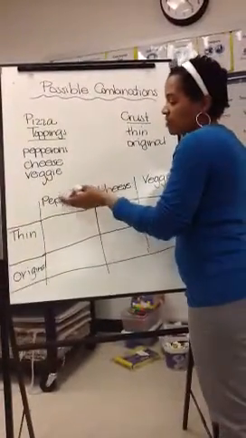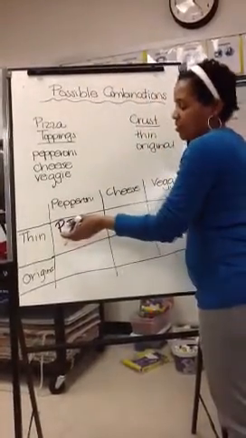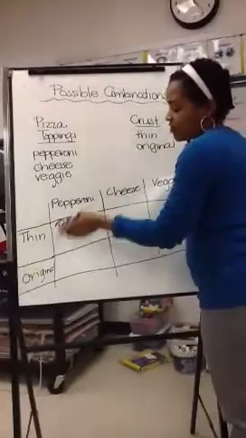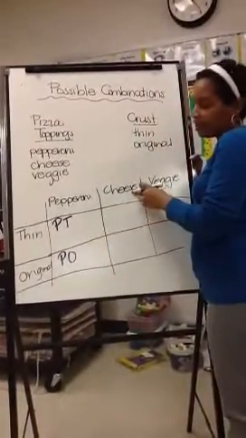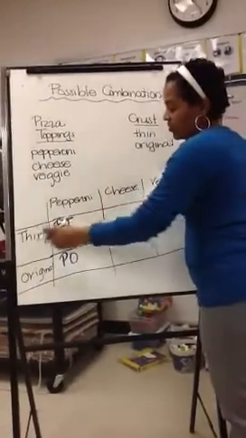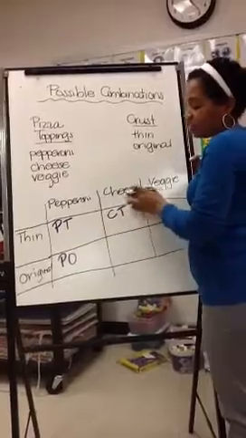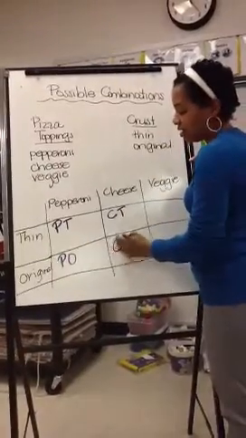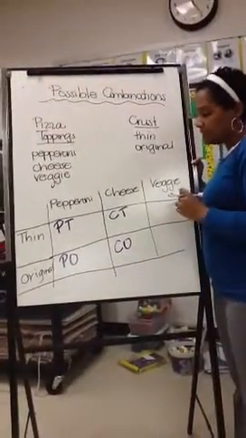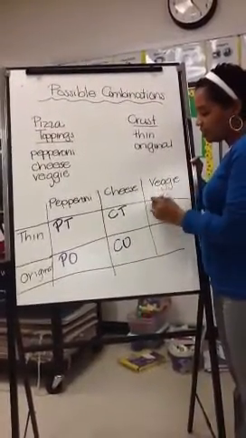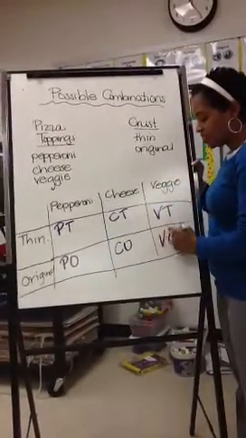Okay, so pepperoni pizza with a thin crust. So PT, or I could write out pepperoni and thin. Pepperoni original crust, PO. Then I move over to cheese. Cheese pizza with thin crust, CT, or you can write out cheese and thin. Cheese pizza with original crust, CO, or I can write out cheese and original. Veggie pizza with a thin crust, VT. Veggie pizza with original, VO.